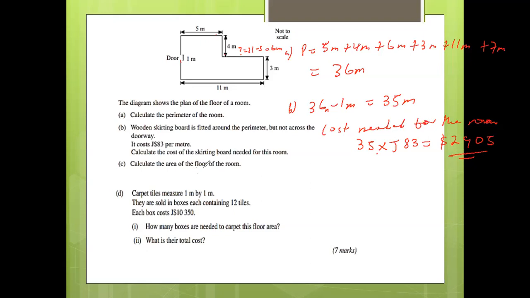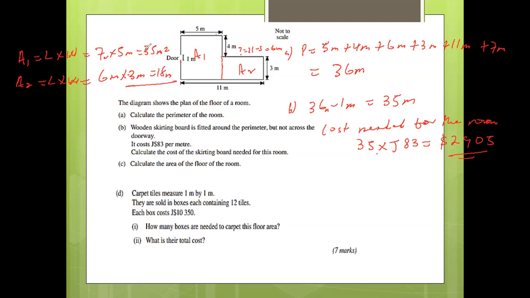Now, the next question, the area of the flooring board. So here now, this is where we were before. We draw the broken line. This is area 1, and this will be area 2. So area 1 would have been the length times the width, which would have been 7 times the 5, which gives me 35 meters square. The area 2 will also be length times the width, which will give me 6 meters times 3 meters, which gives me 18. Then we add the 2 now.